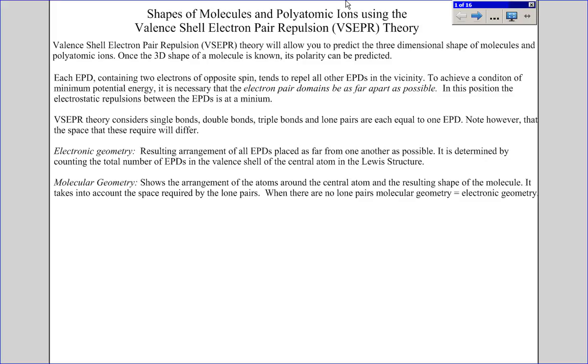The molecular geometry shows the arrangement of the atoms around the central atom, and we focus on the resulting shape of the molecule. Although it takes into account the space that's required by the lone pairs, when we're looking at the shape, we are really just looking at how the atoms are arranged. For this reason, when there are no lone pairs, the molecular geometry and the electronic geometry will be the same, as you'll see in our examples.